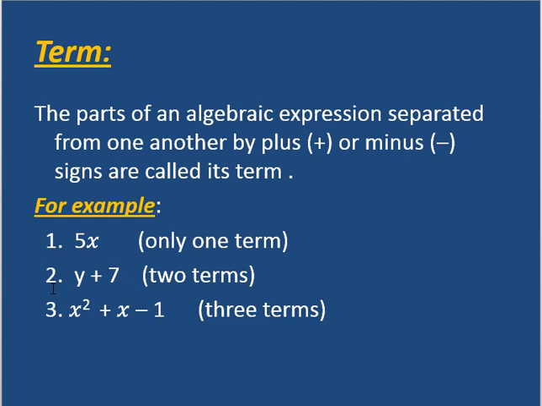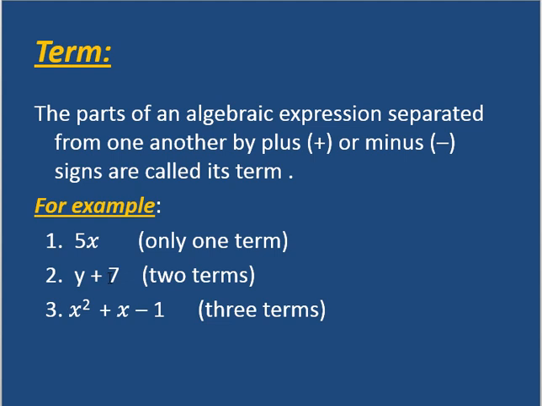In example number 2, y plus 7. We don't have any sign in front of y, it is understood we have plus sign. So plus y plus 7. So students, how many terms here? First part of expression, second part of expression connected by operation of addition. So it is a term.